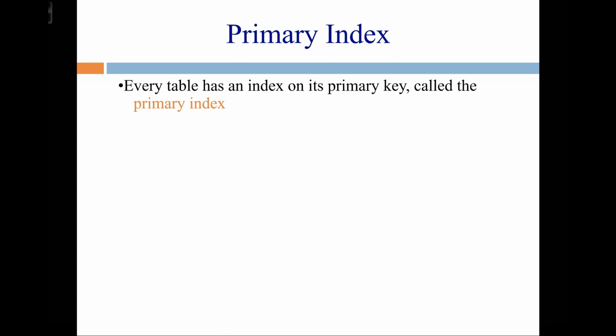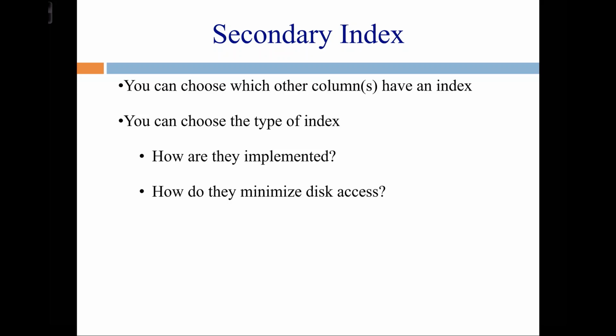If you want an index on another column, it's called a secondary index, and you get to choose which column or columns have them. Some database engines also let you choose what kind of index it is. That means what kind of data structure implements the index under the hood, and that has implications for how it minimizes disk access and for performance.